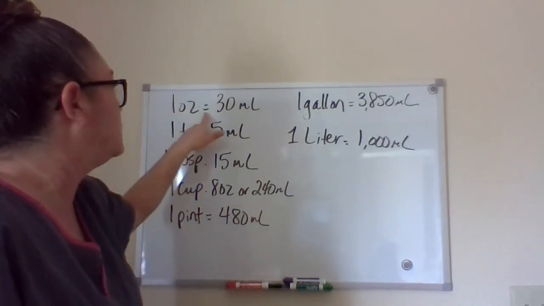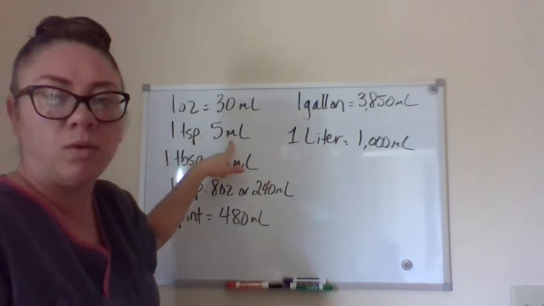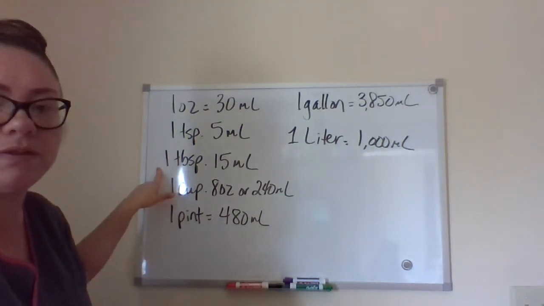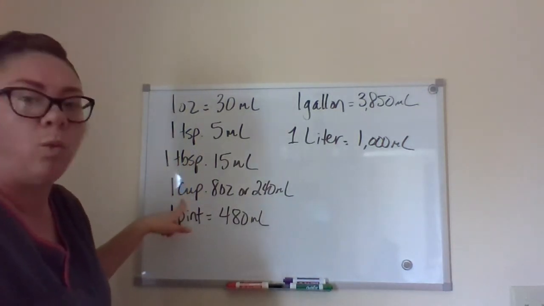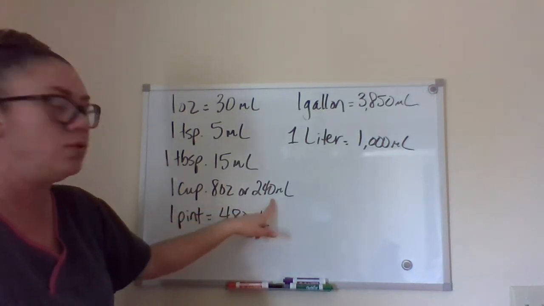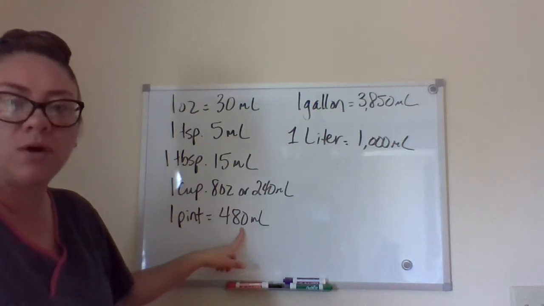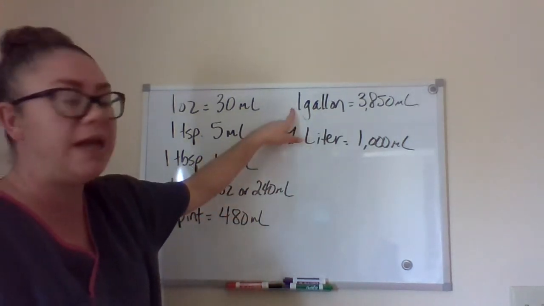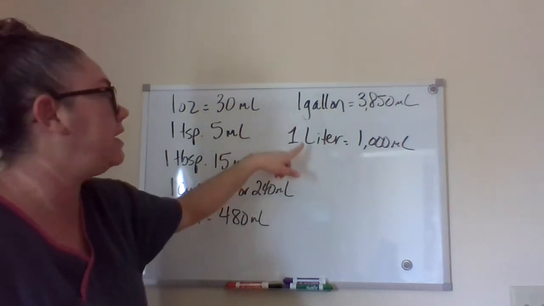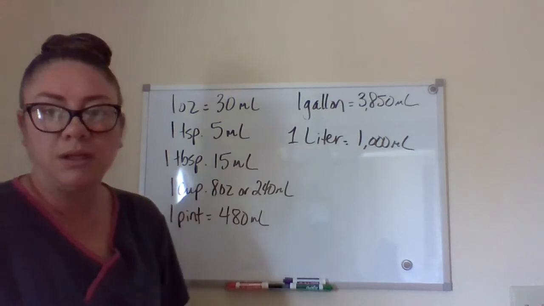So 1 ounce is equivalent to 30 milliliters. 1 teaspoon is equivalent to 5 milliliters. 1 tablespoon is equivalent to 15 milliliters. 1 cup is equivalent to 8 ounces or 240 mLs. 1 pint is equivalent to 480 mLs. 1 gallon is equivalent to 3,850. And 1 liter is equivalent to 1,000 milliliters.